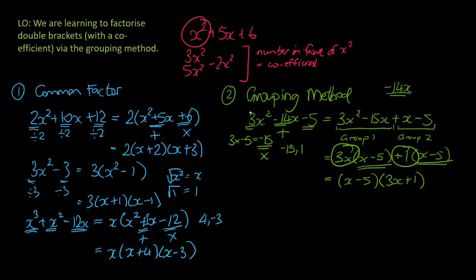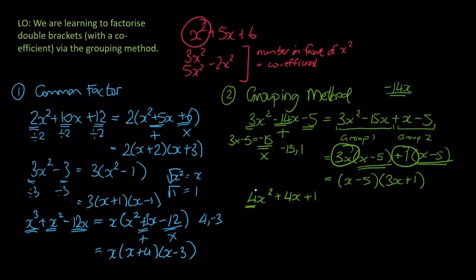So hopefully that makes sense. The key trick was splitting up the negative 14x into two smaller parts. So let's have a look at another question. If we have 4x squared plus 4x plus 1, first thing to note, in those three parts there's no common factor. Whilst both of the first two parts have a 4 in them, that last part doesn't, so we can't do anything about it.